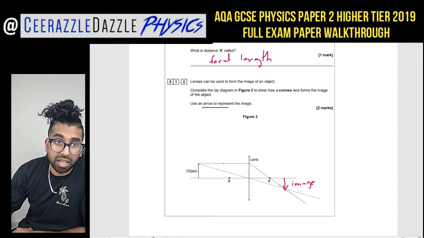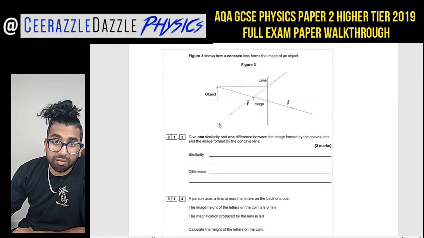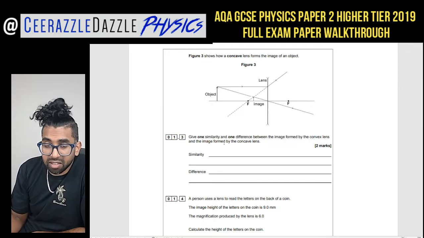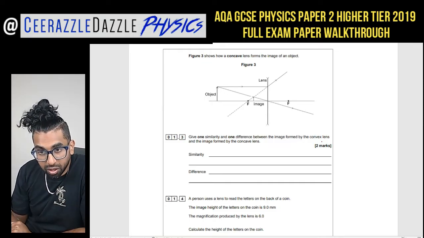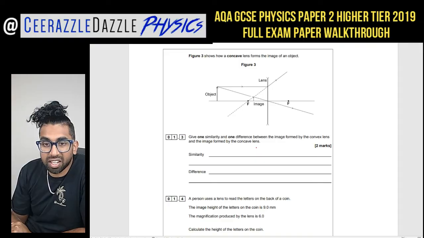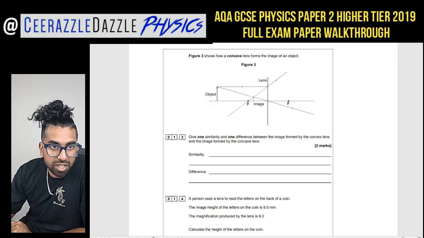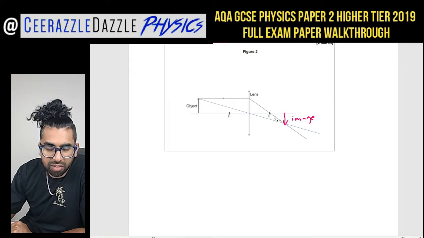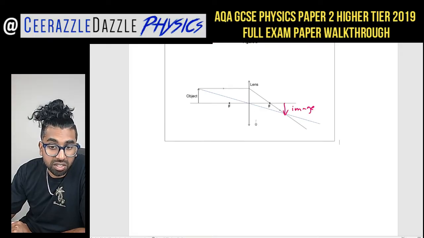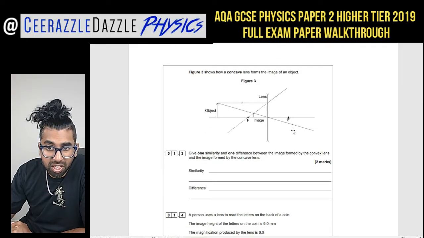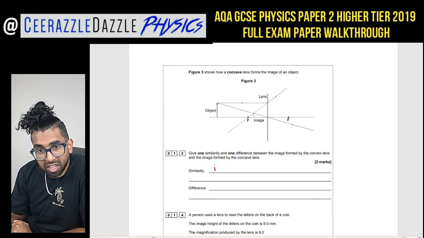Next one, let's go for figure 3, which shows how a concave lens forms the image of an object. Give one similarity and one difference between the image formed by the convex lens and the image formed by the concave lens. Right, so this is the concave lens. The first thing we can notice, the similarity between them both: look, the object and the image here. First of all, the image is smaller than the object. And look at this one as well, the image is also smaller than the object. So we can use the word diminished. So the image is diminished.